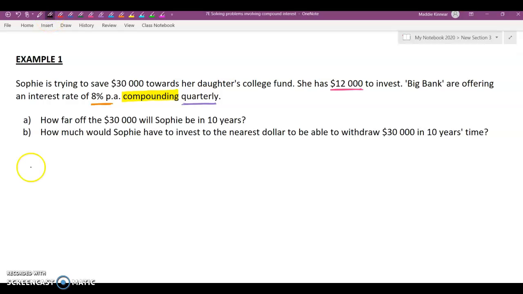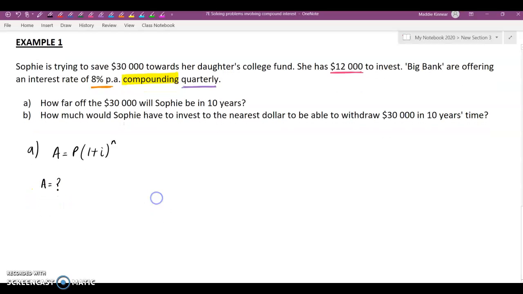So, using our formula, A equals P brackets 1 plus I to the power of N, we need to look at how much she would gain using this compound interest information towards that 30,000. So A is what we want to find because we want to find out where she is in 10 years time. P is our principal and she starts with $12,000.